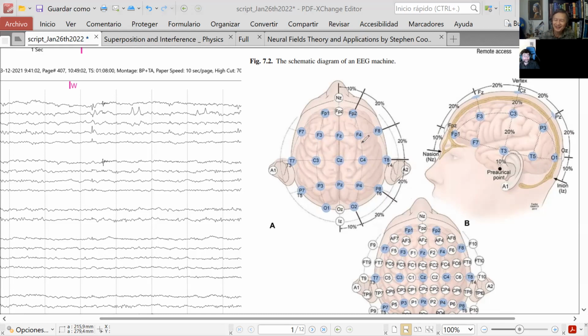The 10-20 system. And the numbers are even for the right and odd for the left. Very easy. Okay, can you zoom in a little bit so that we can also see the left-hand side? Oh yes, yes.